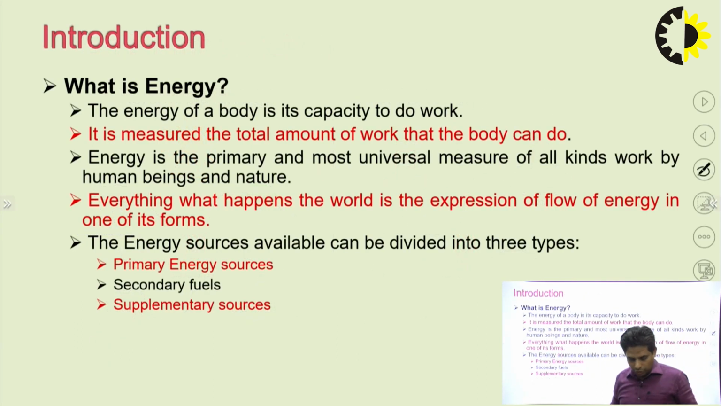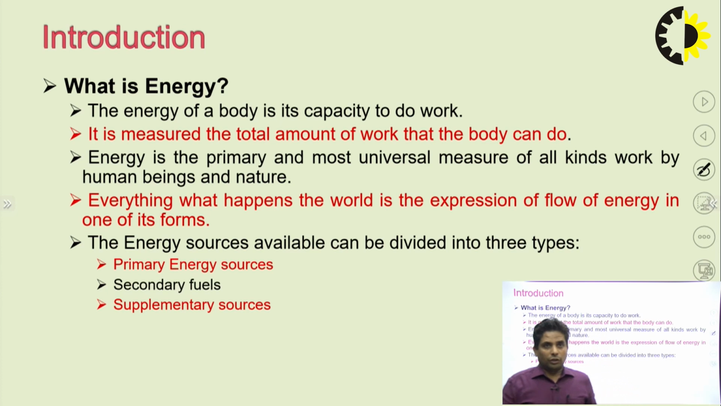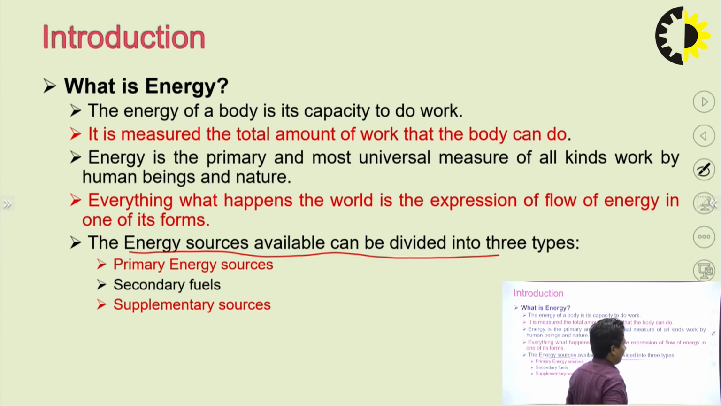Firstly, what is energy and why is it required? Basically, the energy of a body is its capacity to do work. It is a measure of the total amount of work that the body can do. Energy is the primary and most universal measure for human beings as well as nature. There are different energy sources available, known as primary energy sources, secondary fuels and supplementary fuels.